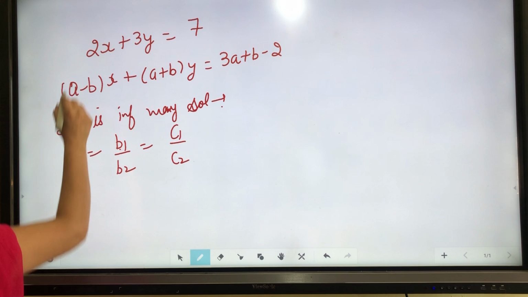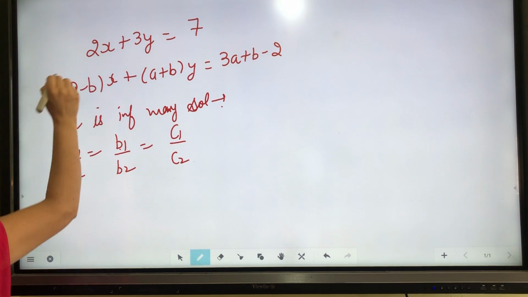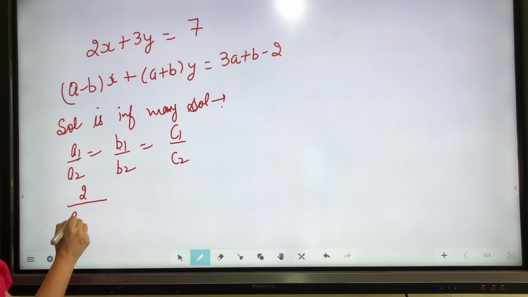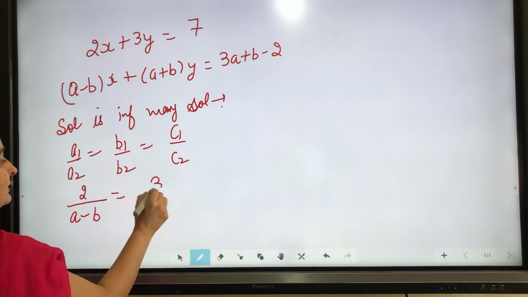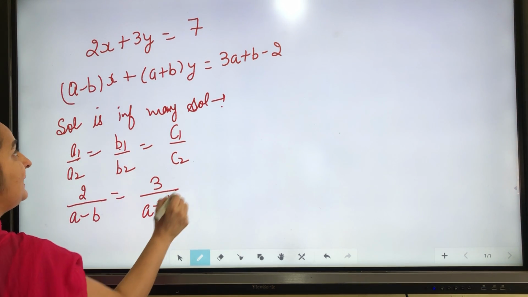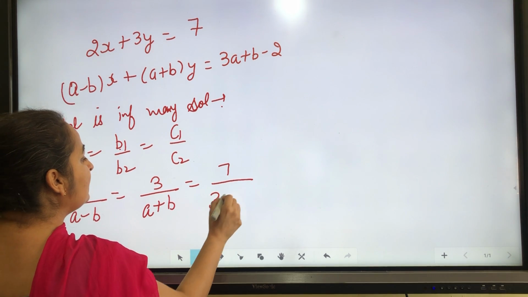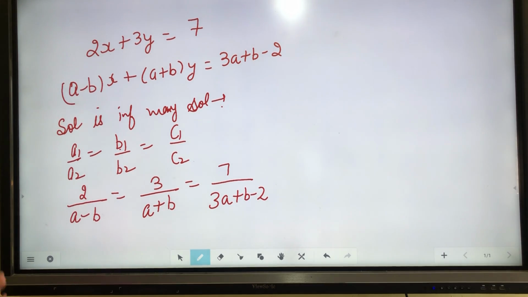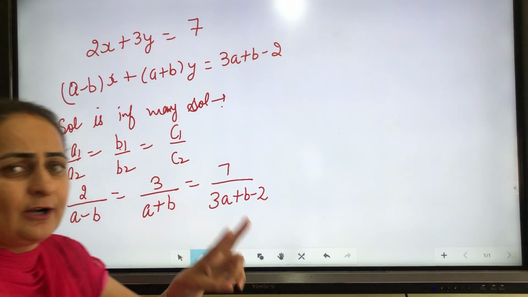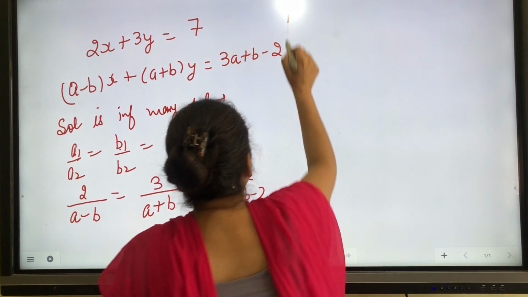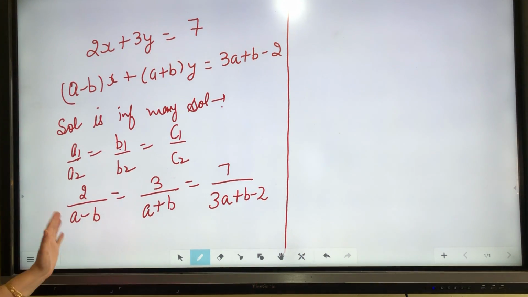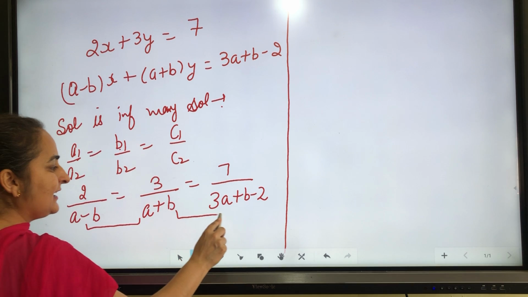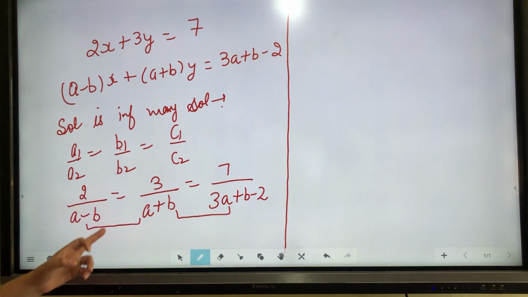Now what is the first equation? What is the value of a1 from first? 2 upon, from second, a − b, 3 upon a + b, and 7 upon 3a + b − 2. But for solving the equation, if you have three sides, we will consider only two, but that depends upon you which two sides you want to select here. I am selecting these two sides first time, and for second time I am again selecting these two, because there are two variables.